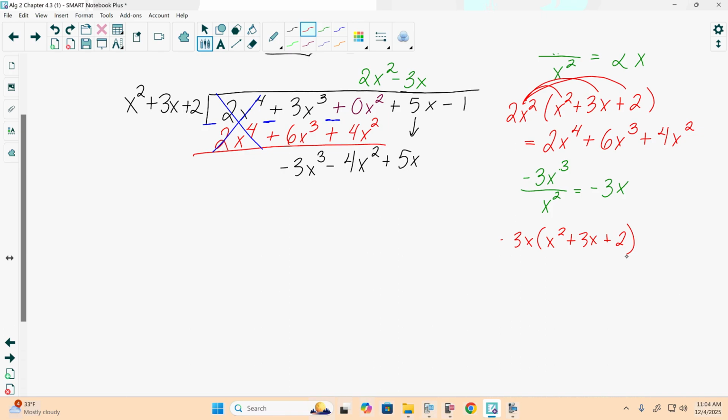And again, we're going to multiply through our x squared plus 3x plus 2 by negative 3x. Negative 3x times x squared, well, we'll still have the negative 3. X times x squared is x cubed, which is just what we want because we want it to match up to that first term. Now, negative 3x times 3x. Well, negative 3 times positive 3 is 9, and x times x is x squared. And lastly, negative 3x times 2. Negative 3 times 2 is negative 6, and we still have our x.